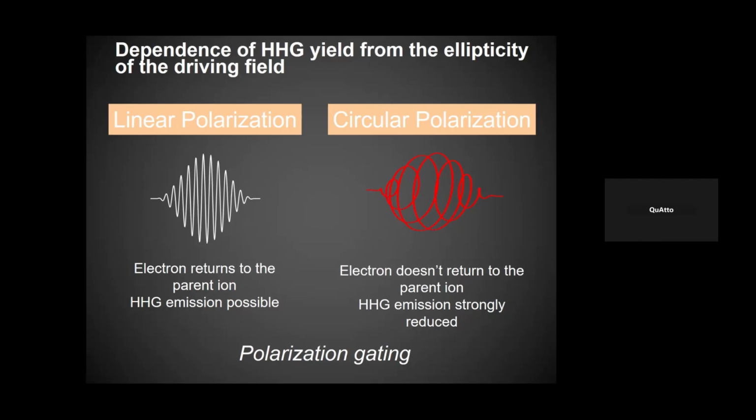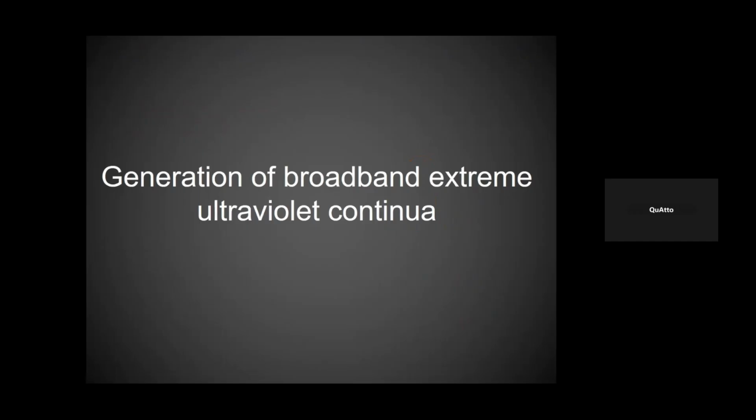So the idea, and we will see later how to implement this, is to create a pulse which is somehow a mixture of these two states, where we have an ultrafast transition from a pulse which is circularly polarized to a pulse which is linearly polarized. We will see how the shape of this electric field looks. This is another way of confining the harmonic generation, which is usually indicated as polarization gating. Now let's see how these ultra-broadband XUV continua look.